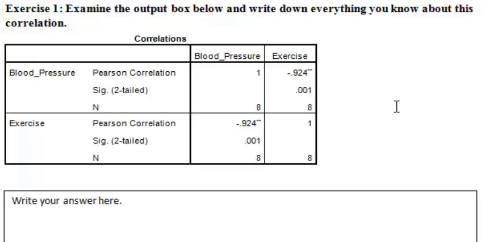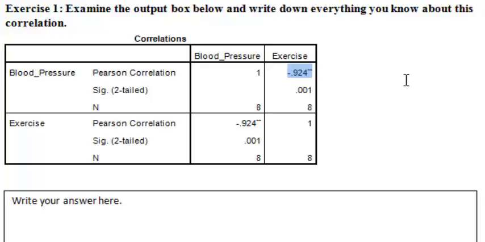So the first thing you'll see is that the correlation is a negative 0.924. So negative means that it's an inverse relationship. As one variable goes up, the other goes down. So in this case, we're looking at the two variables of blood pressure and exercise. So as blood pressure goes up, exercise goes down, or vice versa. So the more you exercise, the lower your blood pressure.